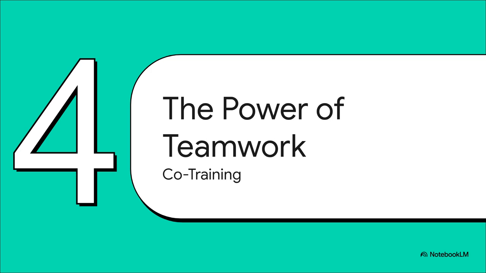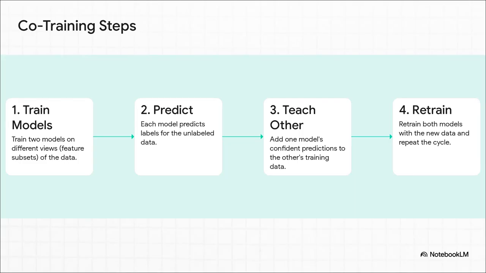So, how do you fix that problem? Well, you get a study buddy. Our next strategy is called co-training, and it's all about the power of teamwork and getting a much-needed second opinion. With co-training, you have 2 AIs, 2 students, working together. But here's the trick. They're forced to study the material from different angles. It's like one student reads the textbook, while the other only looks at the professor's lecture slides.